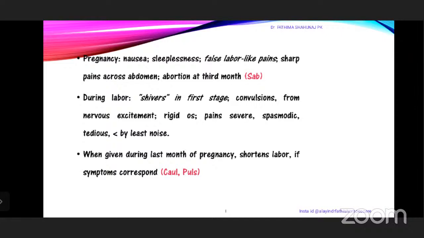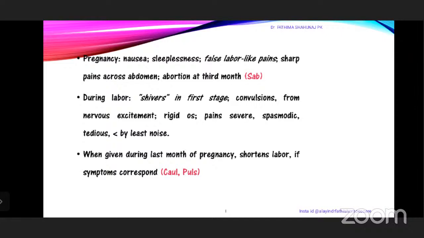And again, this Actea racemosa is compared with Caulophyllum and Pulsatilla. Pulsatilla is a common remedy that everyone knows. So what is the symptom? Want of expulsive power, inertia of uterus, the child's head is in the opening of the pelvis, and the action of the womb is insufficient for expulsion. There will be a constant inertia of the uterus, so there won't be power at all to expel. At that time we can think of Pulsatilla.